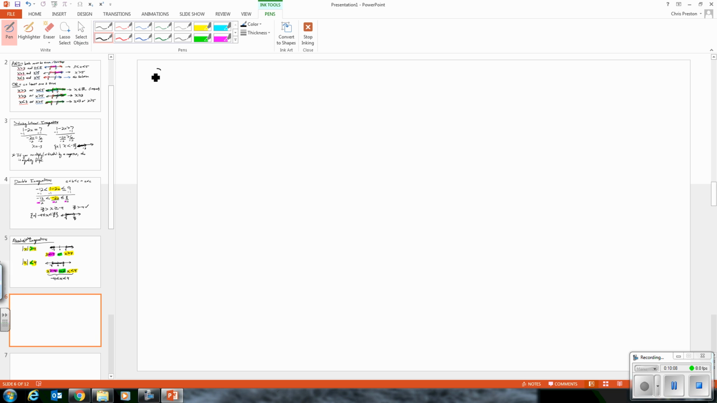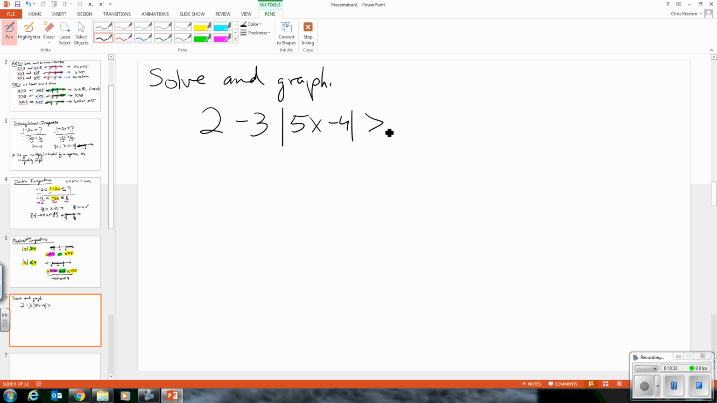So let's say I wanted to solve and graph 2 minus 3 times the absolute value of 5x minus 4 is greater than negative 10. And I say, well, is that even possible? Whatever. Again, I've got to get the absolute value by itself first. So the first thing I want to do is get rid of this 2. So I'm going to subtract 2 from both sides.